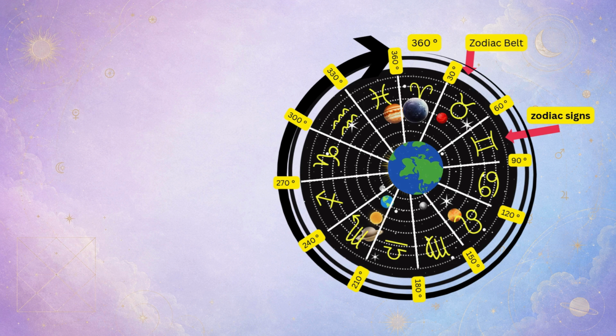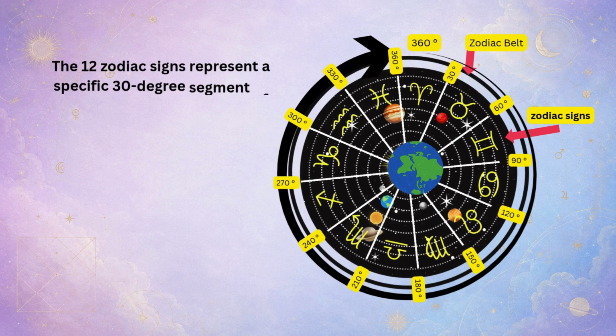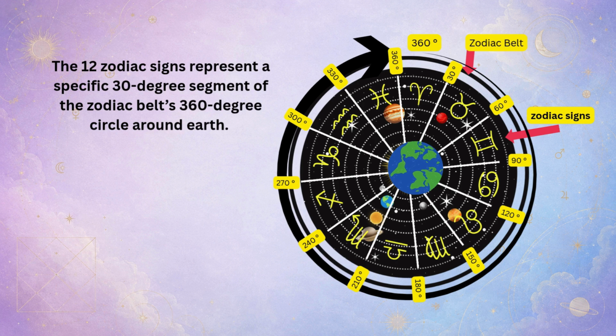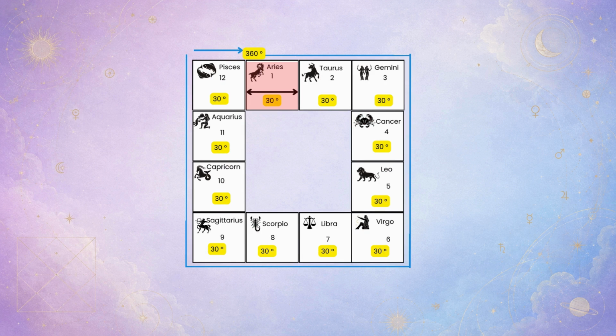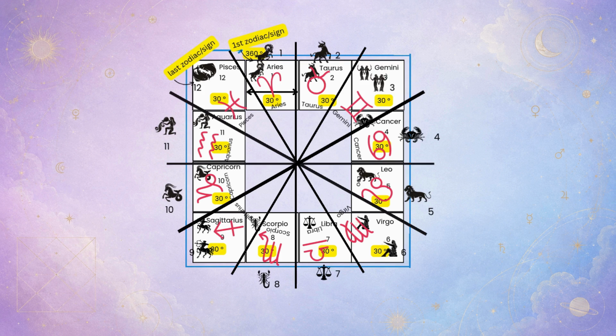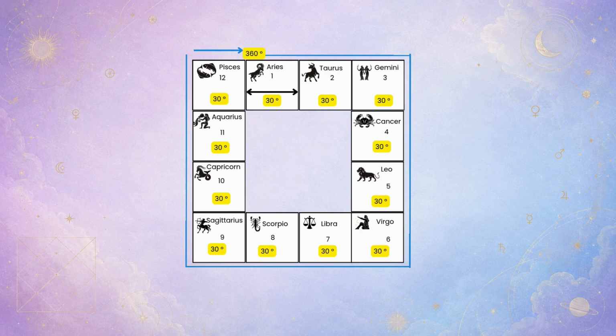This division allows all astrologers to map the movements of the celestial bodies and make predictions based on where they fall within these 12 signs. The 12 zodiac signs represent a specific 30-degree segment of the zodiac belt's 360-degree circle around Earth. The South Indian chart preserves this zodiacal sequence in fixed positions. Aries always occupies the same compartment, followed clockwise by Taurus, Gemini, Cancer, and the remaining signs. Together, the 12 boxes represent the 12 consecutive 30-degree sections of the zodiac.